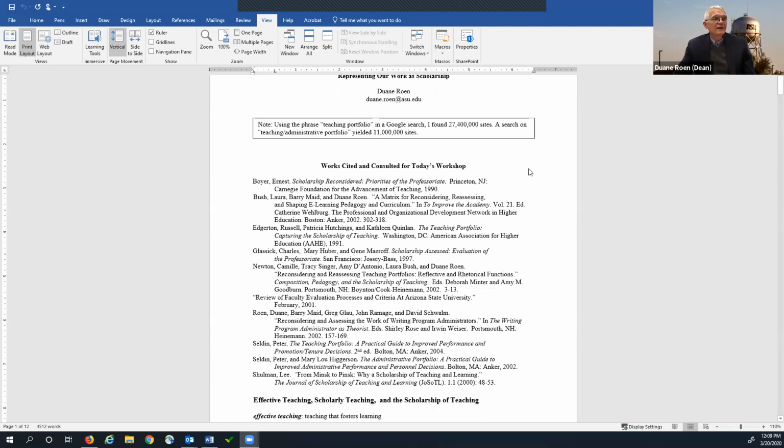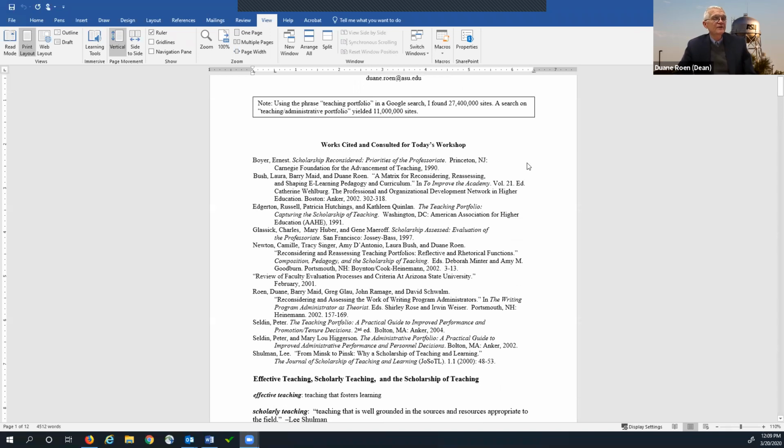I've indicated some works cited there. I'll just mention a couple of them. And by the way, I'm not looking directly in the camera because my handout is off to the side on the other monitor. Ernest Boyer's book, Scholarship Reconsidered, and we'll come back to that in a few minutes. This is the book in 1990 that really got people thinking about all of this stuff about representing a wide range of the work we do in the academy.